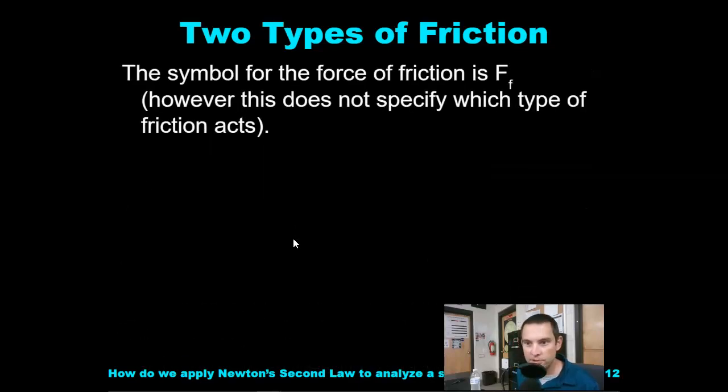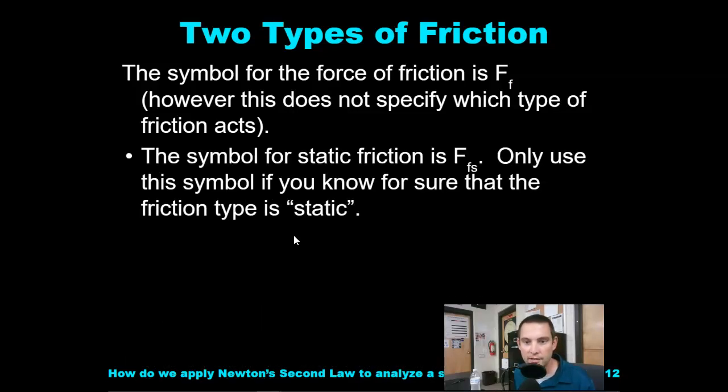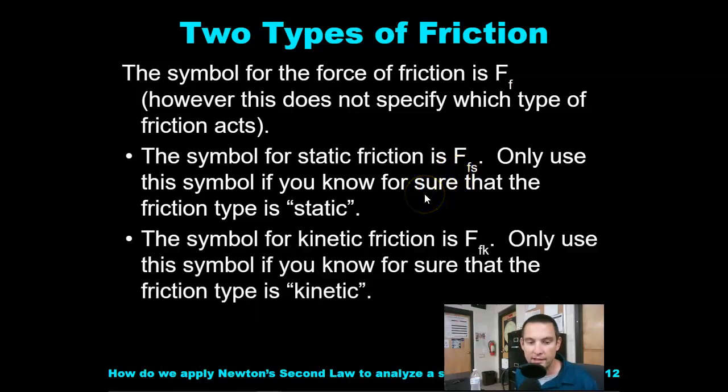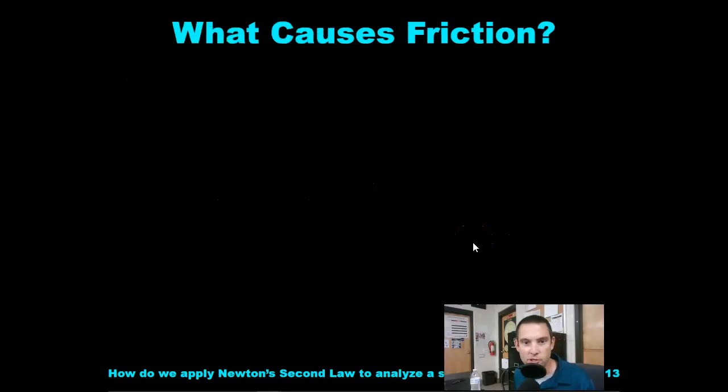The symbol for the force of friction is F sub F. However, this does not specify which type of friction acts. The symbol for static friction is F sub Fs. Only use this symbol if you know for sure the friction type is static. Meanwhile, for kinetic friction, F sub Fk. Only use this if you know for sure it is kinetic friction.